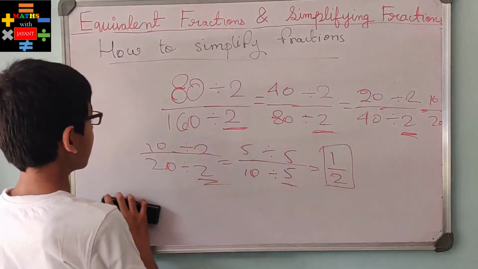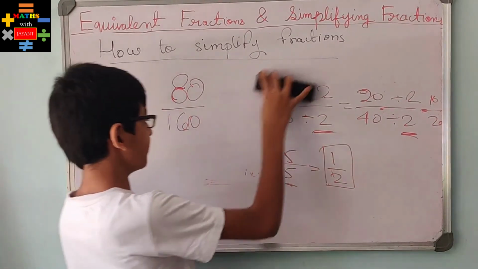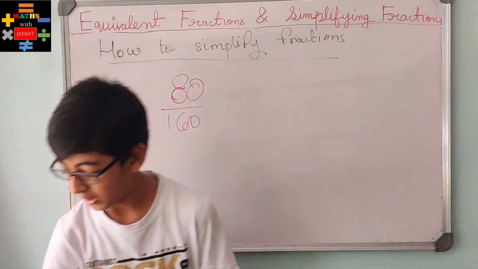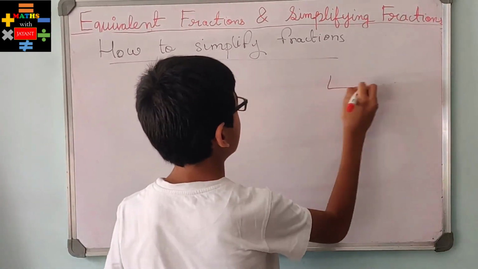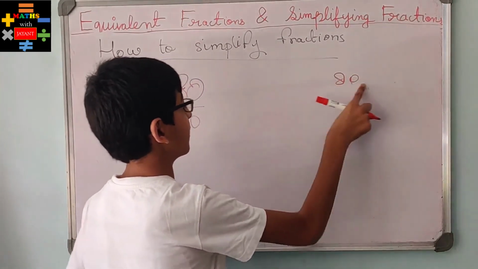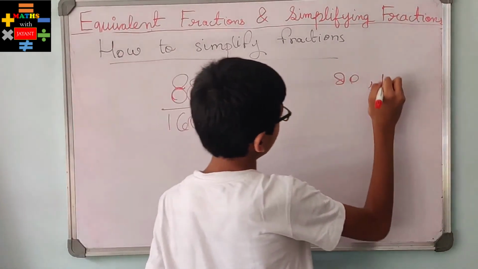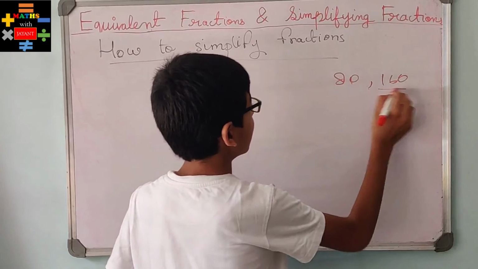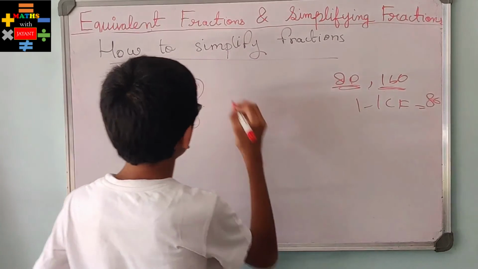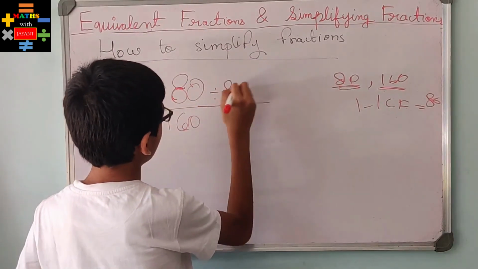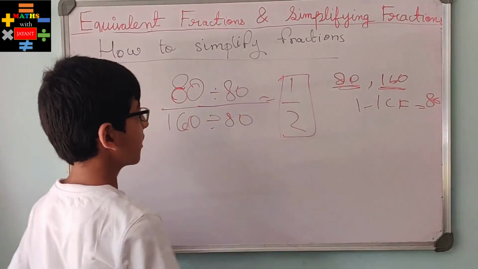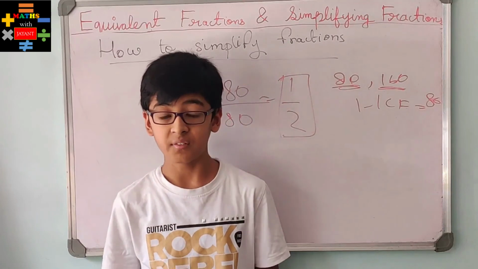So let us directly divide the numbers by the HCF. We will be finding the HCF of 80 and 160. The bigger number is divisible by the smaller number, right? 160 is divisible by 80. So the HCF in this case is 80 itself. So you can directly divide both the numbers by 80 and you will get 1 by 2. You see how much easier it is to find the HCF and divide.